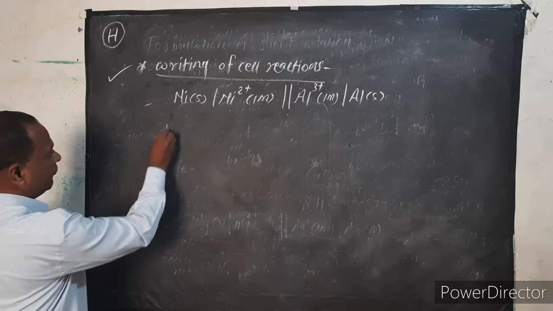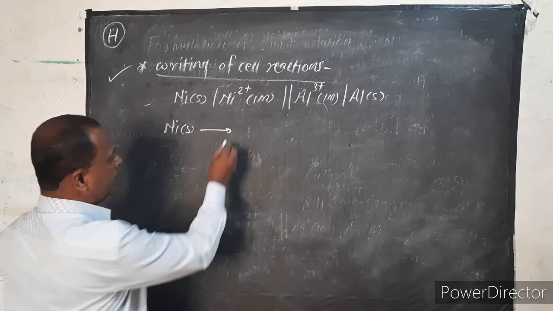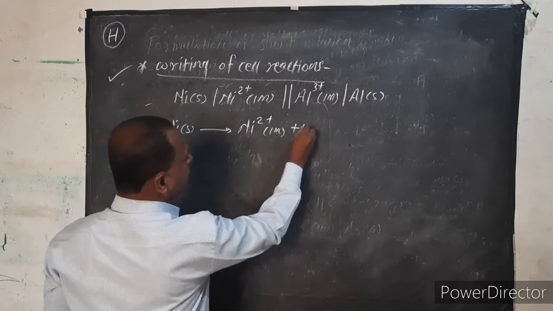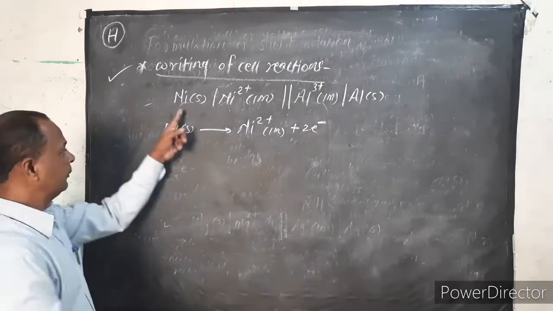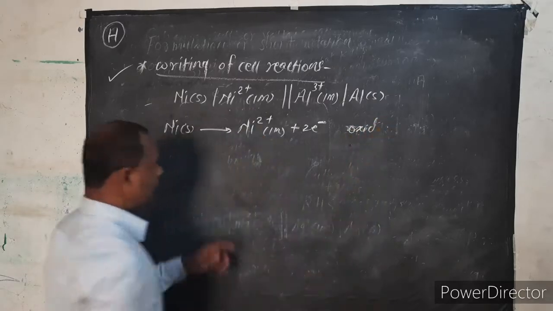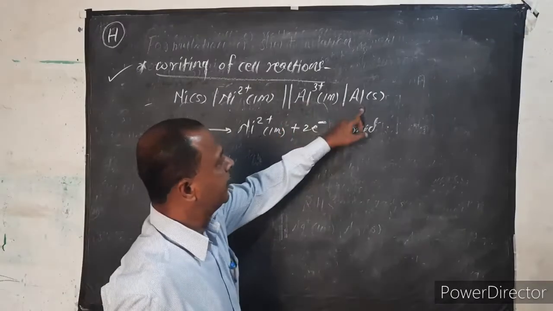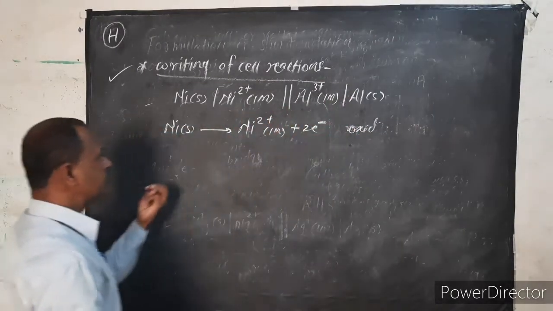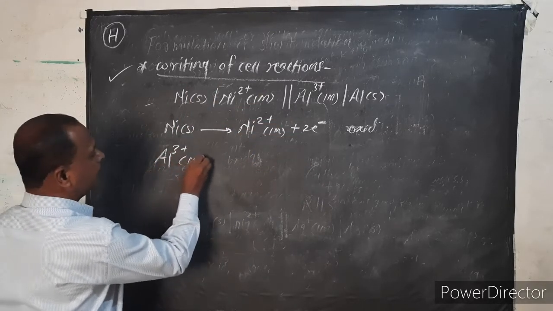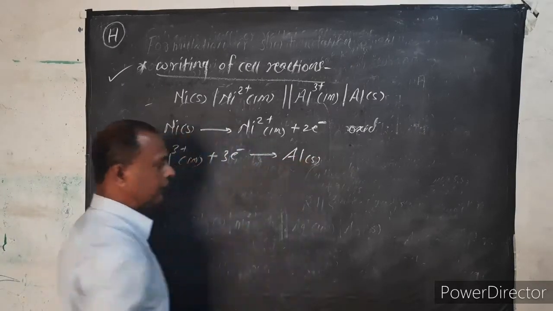We know that at the anode there is always oxidation and at the cathode always reduction, gain of electrons, loss of electrons. So what will the first reaction be? Nickel solid is converted to Ni2+, 1 molar, losing 2 electrons. So this is oxidation, loss of electrons. Now the second one: Al3+ is converted to solid Al, meaning gain of 3 electrons. So Al3+ 1 molar plus 3 electrons gives aluminum solid.